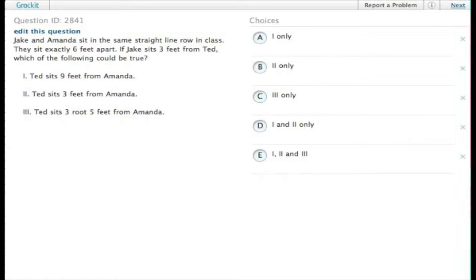Jake and Amanda sit in the same straight line row in class. They sit exactly 6 feet apart. If Jake sits 3 feet from Tim, which of the following could be true? One, Ted sits 9 feet from Amanda. Two, Ted sits 3 feet from Amanda. Three, Ted sits 3 root 5 feet from Amanda. That is 3 square root 5.